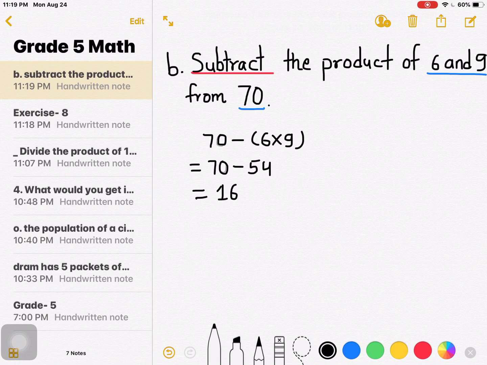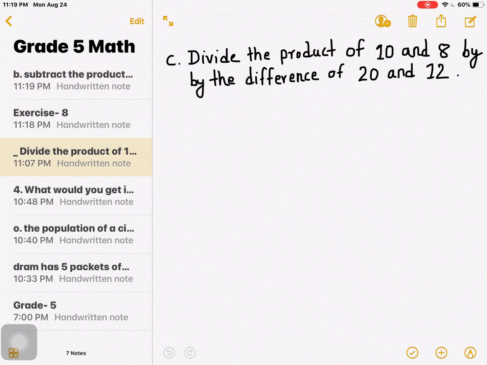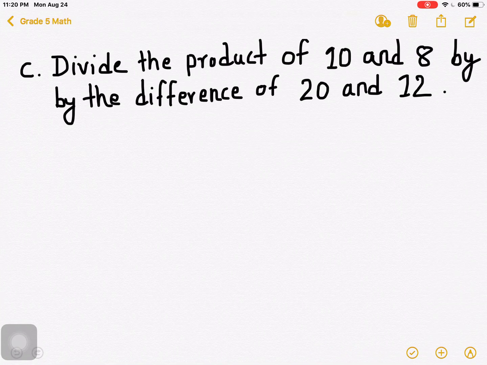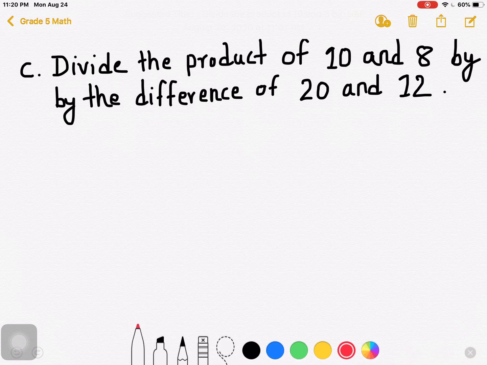Now let us go to question number C. Divide the product of 10 and 8 by the difference of 20 and 12. What do we have to do? Divide. What do we have to divide? We have to divide the product of 10 and 8 by the difference of 20 and 12.